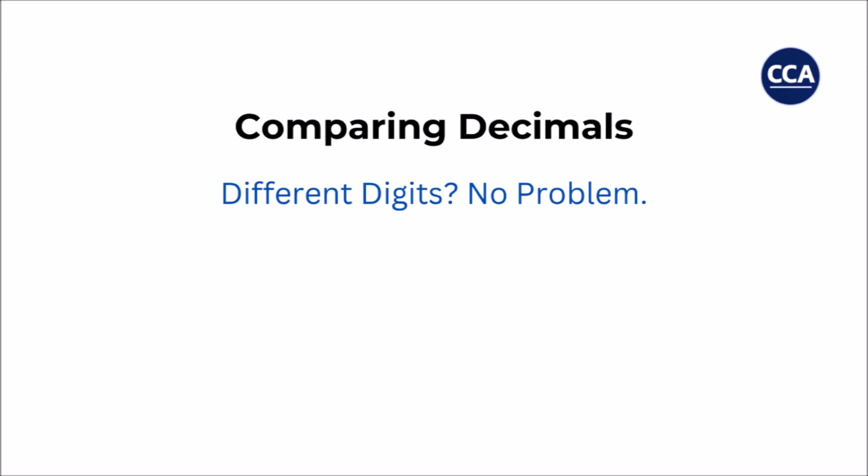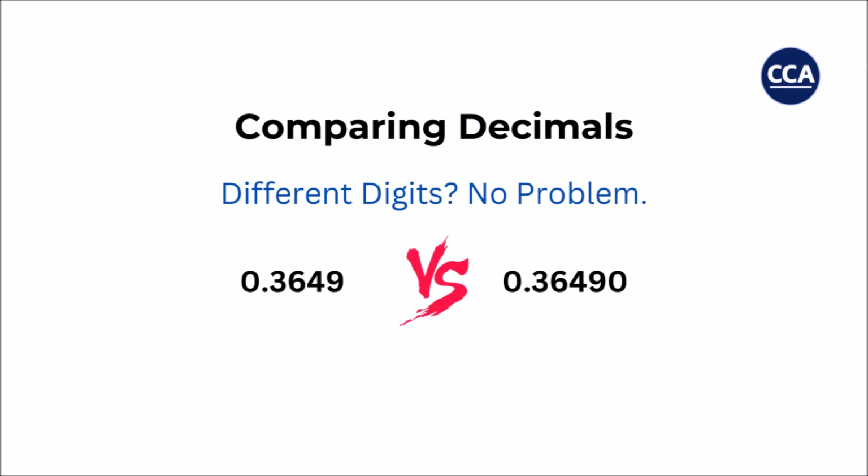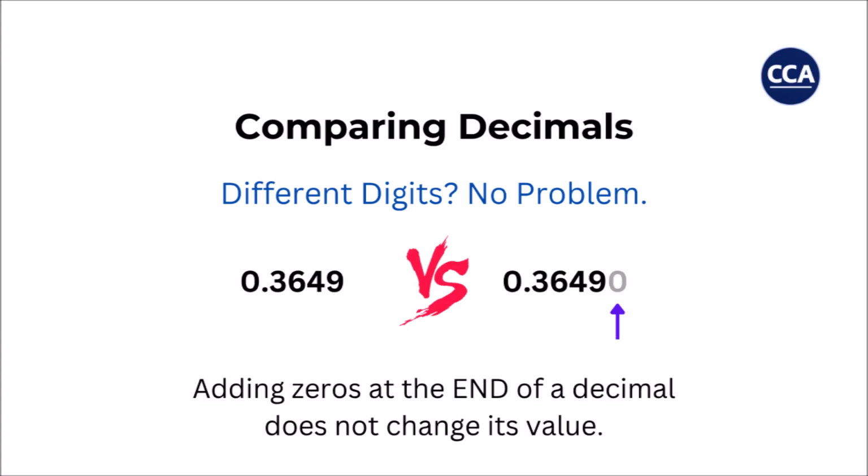Let's see another example with different numbers of digits, because many students get confused when decimals have different numbers of digits. For example, 0.3649 and 0.36490. Remember, adding zeros at the end of a decimal does not change its value. So, these numbers are exactly equal.